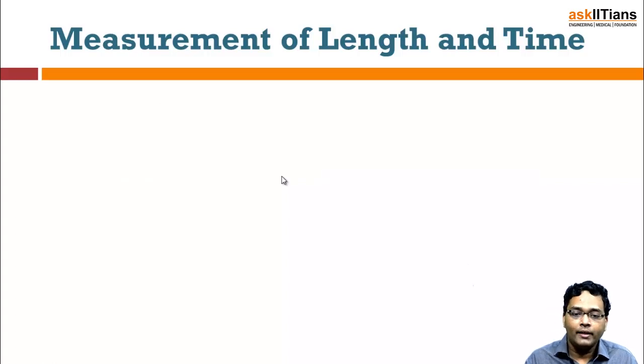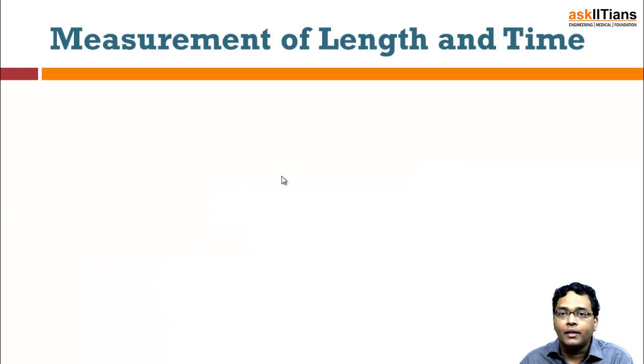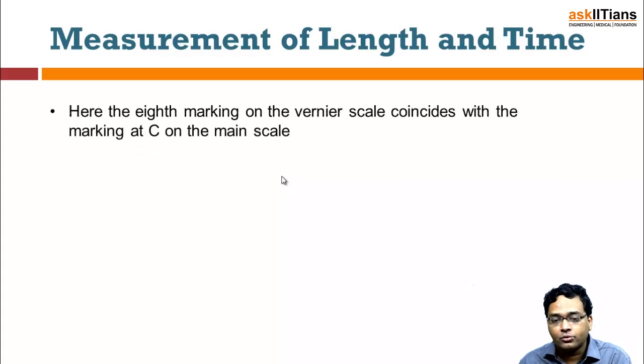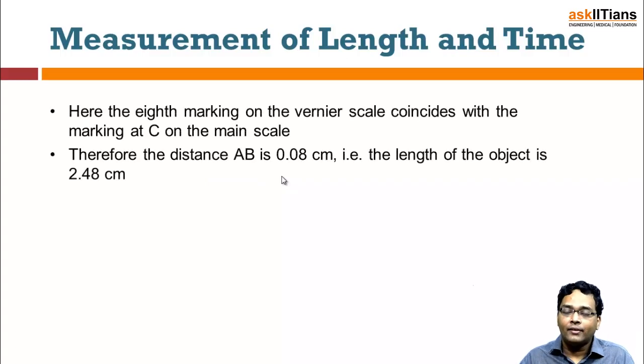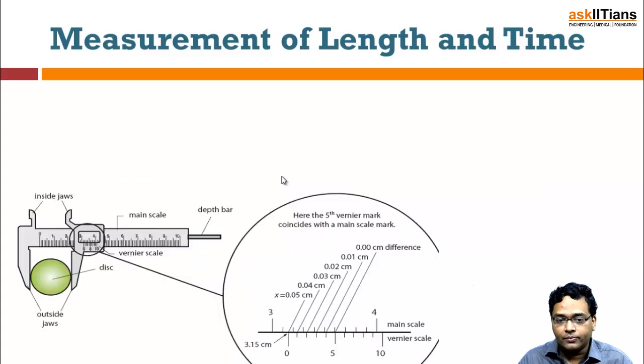Why 2.48? Because as I said, it's lying between 2.4 and 2.5 on the main scale. And what is the vernier scale reading? It is the 8th division, so 0.08 centimeters or 0.8 millimeters. You cannot add centimeters to millimeters directly. You have to bring it down to centimeters. So it's going to be 2.48 centimeters. So this is how you need to measure.